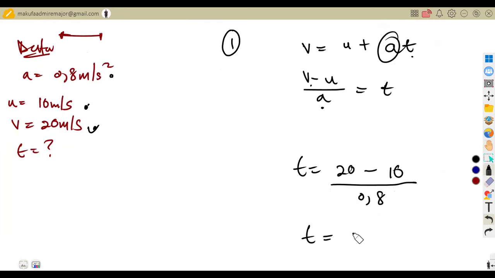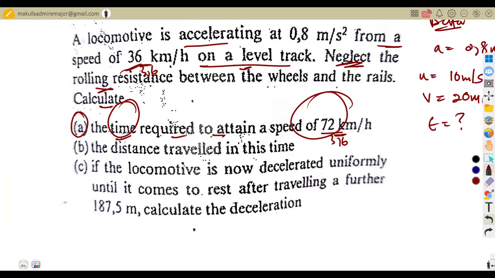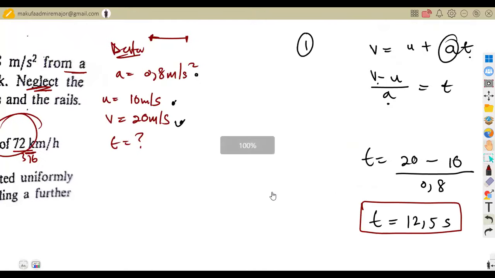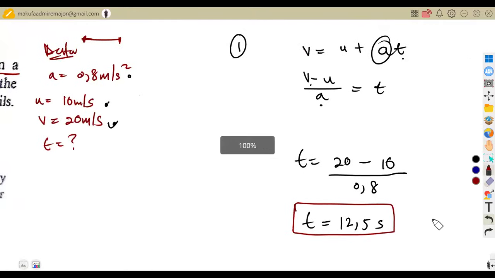We're going to have our time as 12.5 seconds. So that is how we're supposed to simply have this, just like that. Now, the distance traveled in this time, in the time frame that you calculated, in this same time, what is the distance?